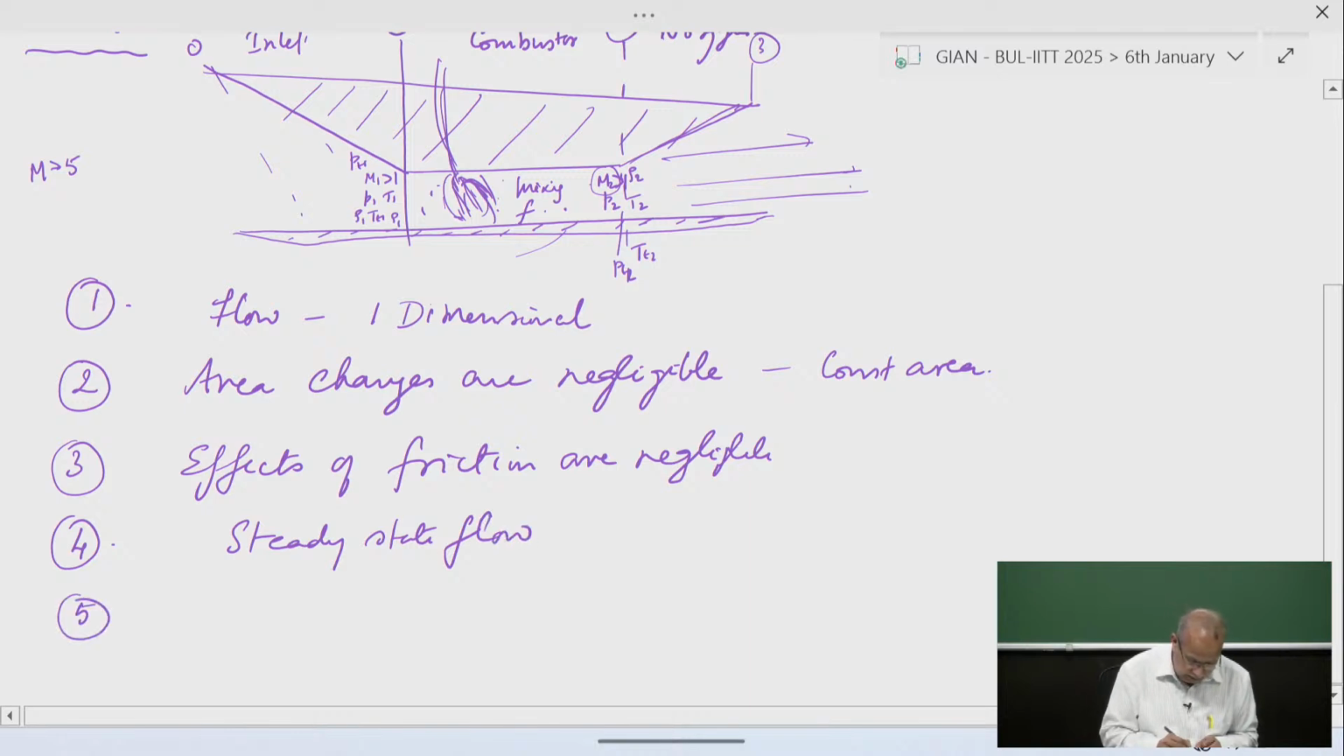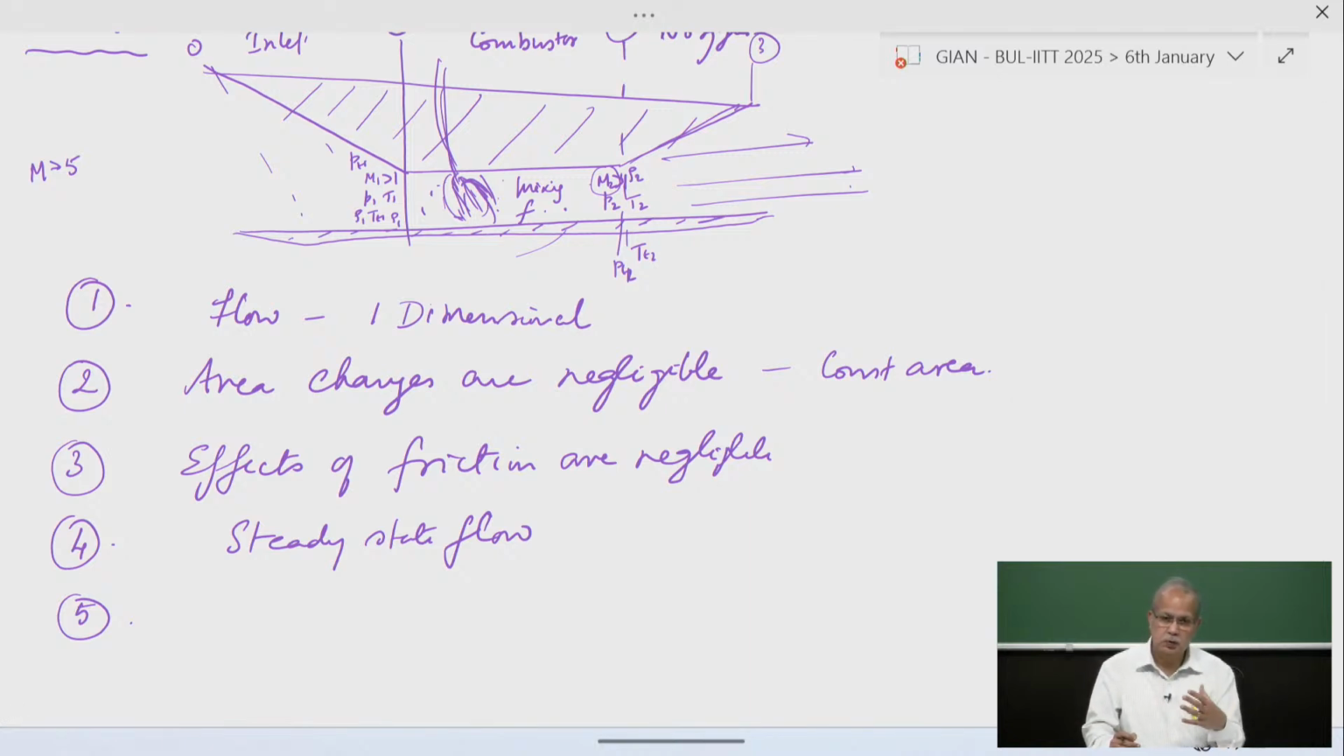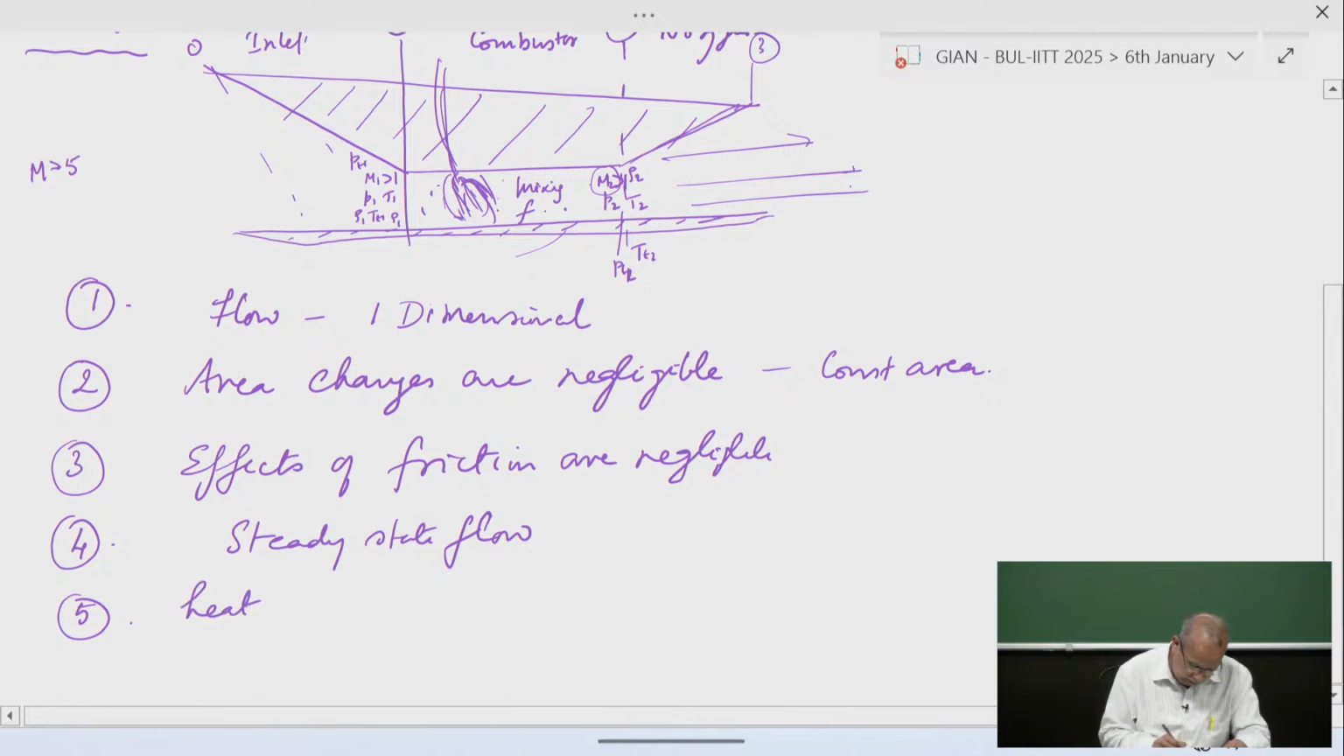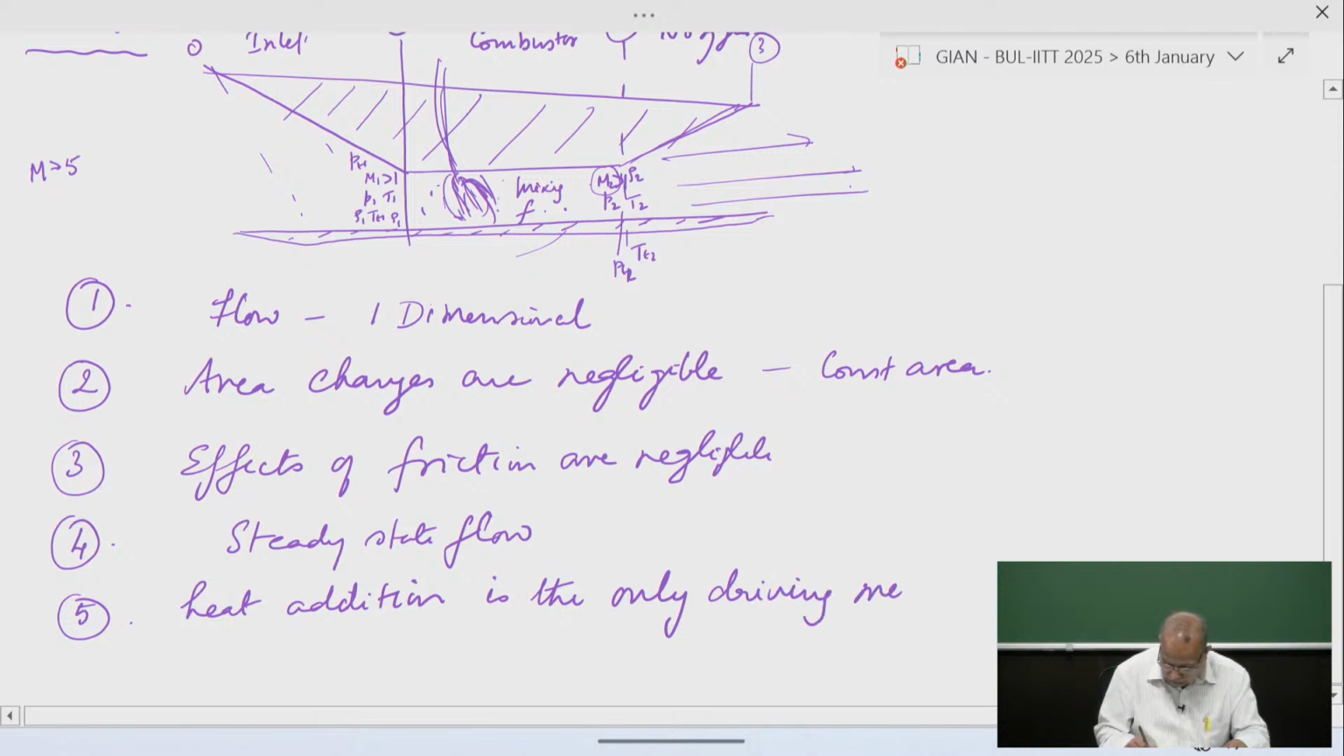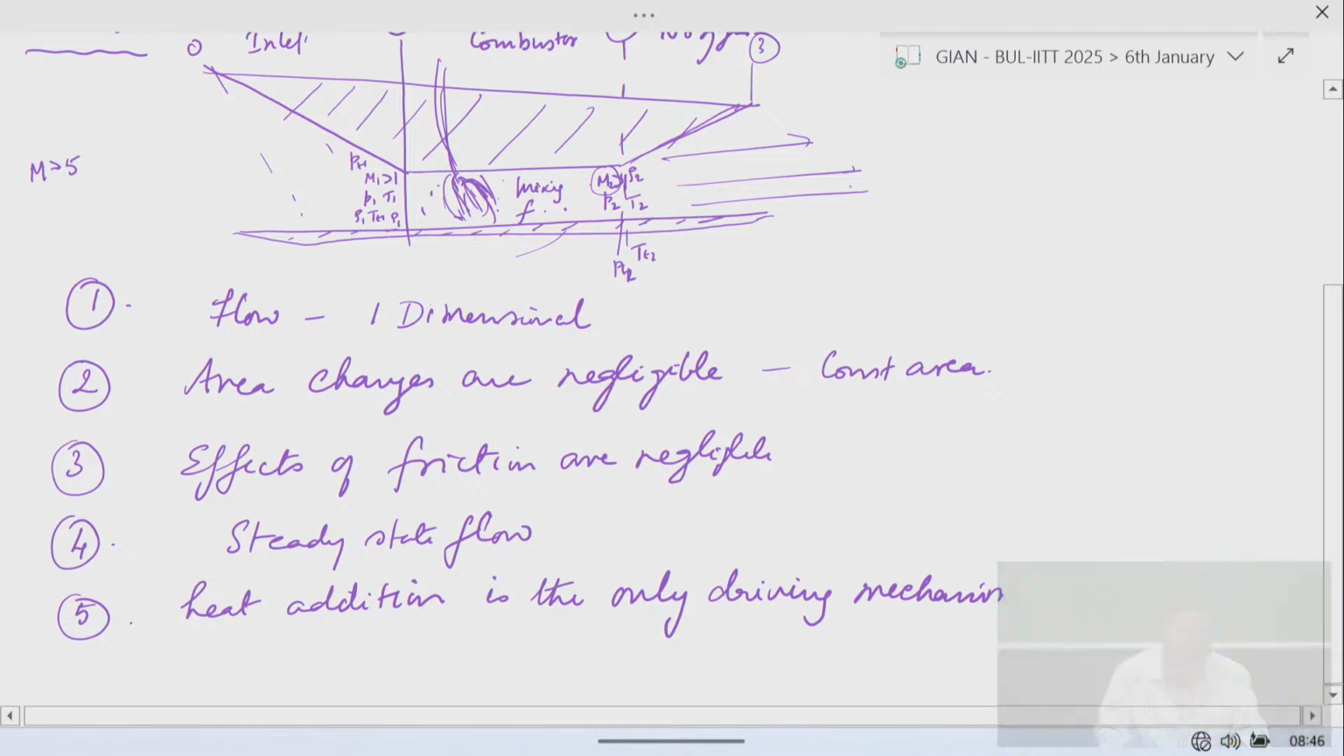Then the key assumption we are making here is that there should be some driving force that causes the flow, and that assumption is heat addition. Heat addition is the only driving mechanism for this flow to take place in the combustor. So we have made some assumptions here. Based on these assumptions, we are going to construct a model.